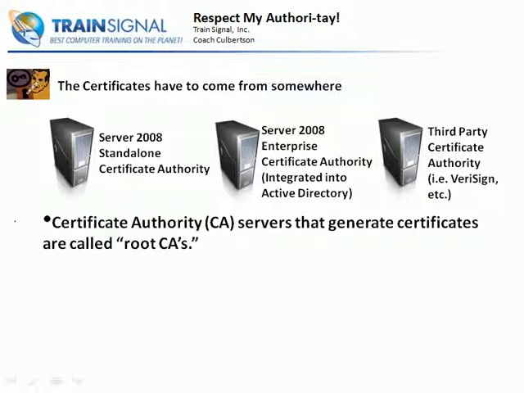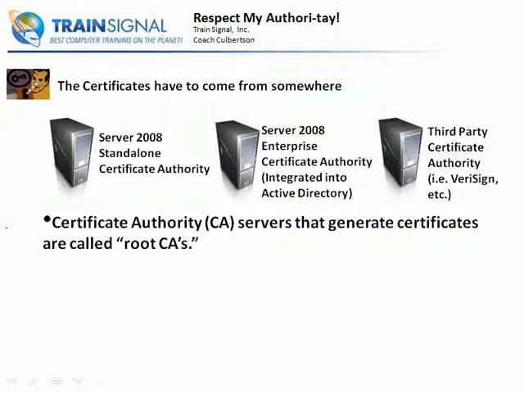Now, a certificate authority that generates certificates is called a root CA, okay? Now, a root CA is the top of the food chain in terms of security. It is hopefully a trusted authority that we as users and other computers say, okay, yes, this is the boss, this is the guy who says, yes, this is true, or no, it's not true, okay?